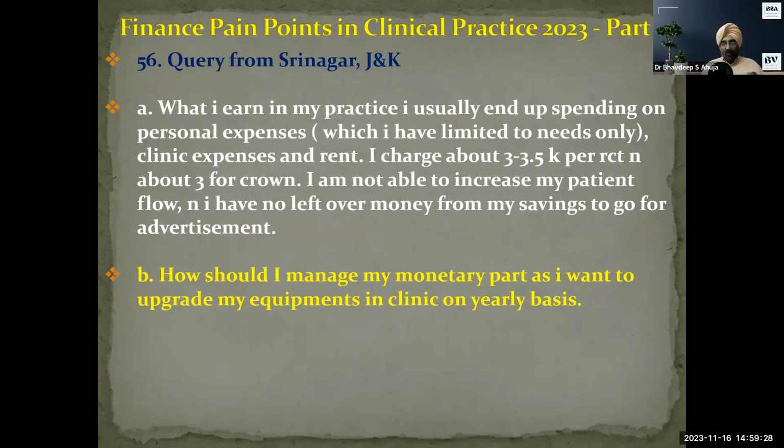So query from Srinagar, J&K. What I earn in my practice, I usually end up spending on personal expenses, which I have limited to needs only. Clinic expenses and rent. So rent is already a clinic expense. I charge about 3.5 K per RCT and about 3,000 for crown. I'm not able to increase my patient flow and I have no leftover money from my savings to go for advertisement. How should I manage my monetary part as I want to upgrade my equipments in clinic on yearly basis?